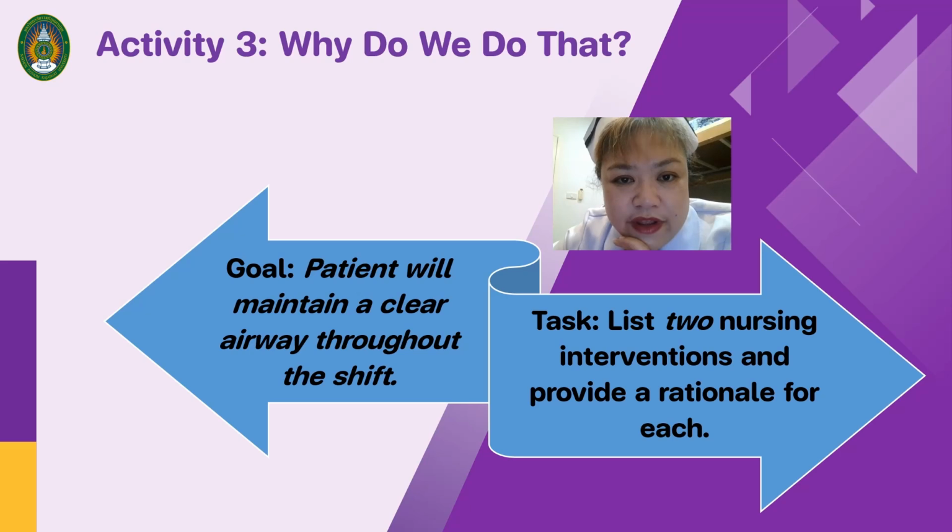Okay, let's link intervention and rationale. If our goal is a clear airway, what are 2 things we could do and why? One, encourage deep breathing and coughing every 2 hours. Rationale: to mobilize secretions and improve lung expansion. Two, suction oropharynx PRN. Rationale: to remove secretions the patient cannot clear independently.